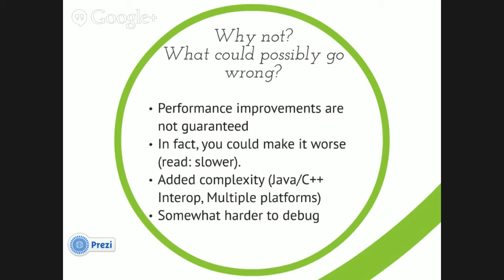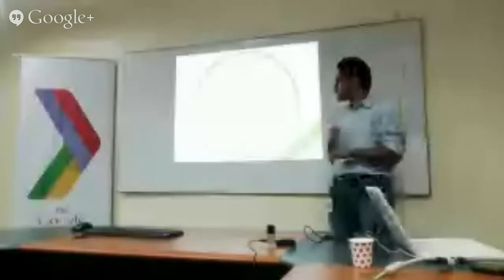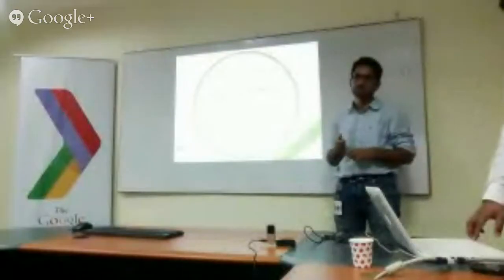Java and C++ interop means that Java has to include the required libraries so that Java can talk to C++ every time you call its method. Plus, it's somewhat harder to debug. You can use GDB, but it's somewhat harder to debug your C++ code in Java.